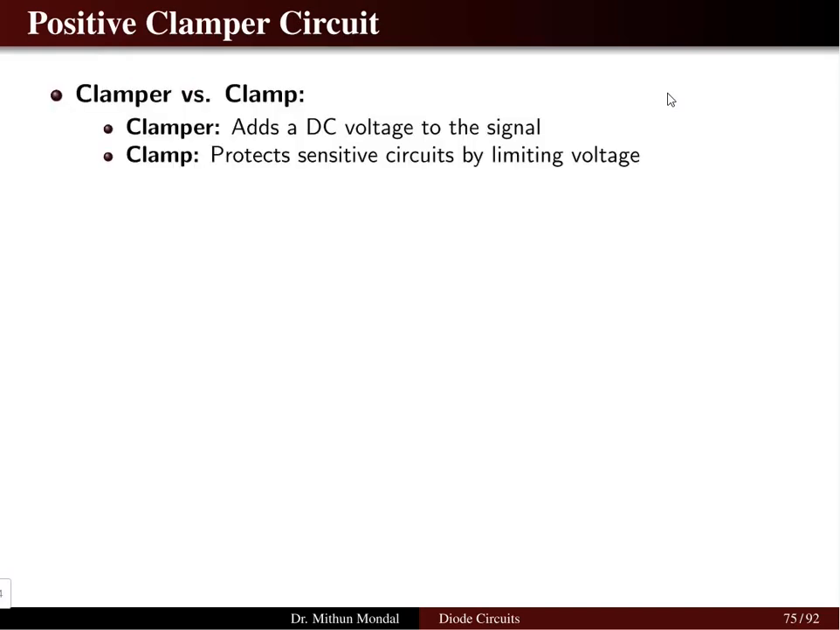Let us first see what is the difference between the clamper and clamp. This we have discussed in the previous lecture regarding the limiters and the limit clamp. A clamper adds a DC voltage to the signal. So whenever we require to add a certain DC voltage to an existing input signal, that is known as a clamper circuit. Whereas a clamp circuit will protect any type of sensitive circuit by limiting the voltage. When sensitive circuits require avoiding the passing of any high voltage, it will limit the voltage, and that is known as a clamp.